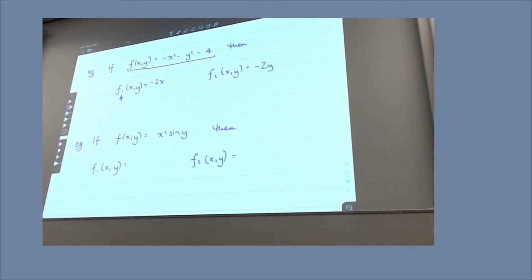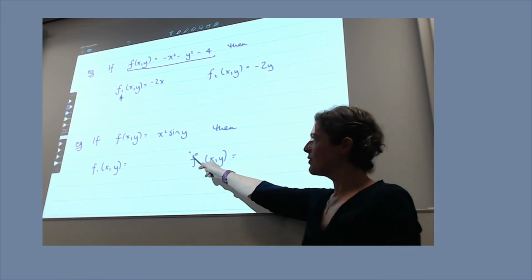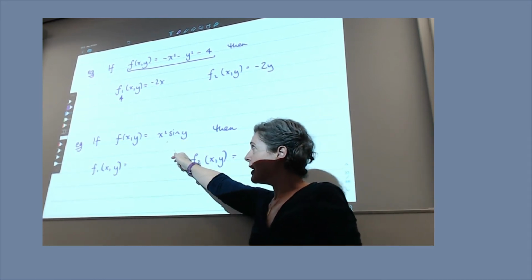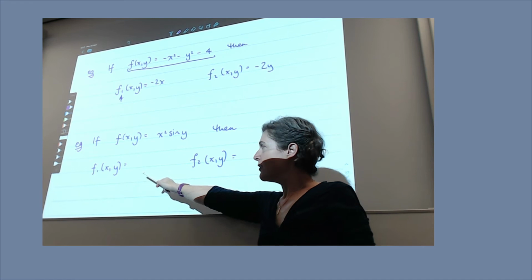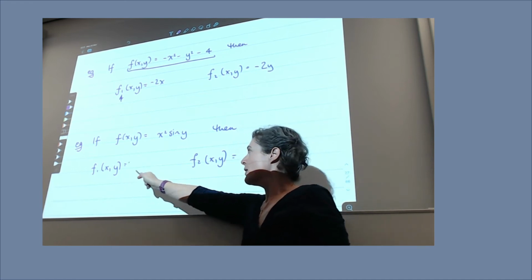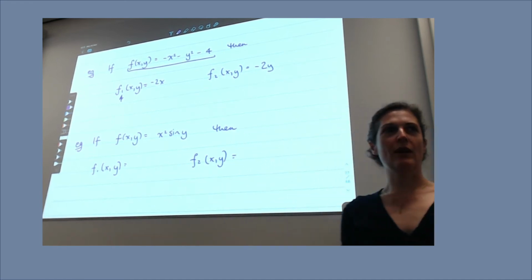All right. Okay, so test yourselves. Please, with this function, x squared sine y, find the partial derivative with respect to x and the partial derivative with respect to y.